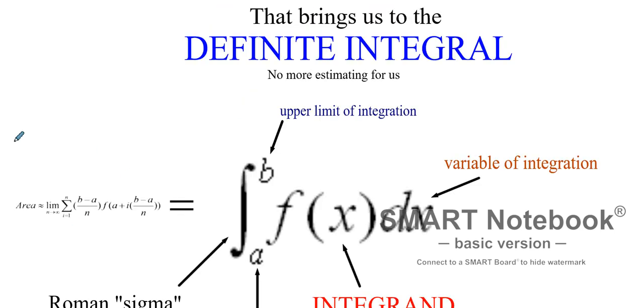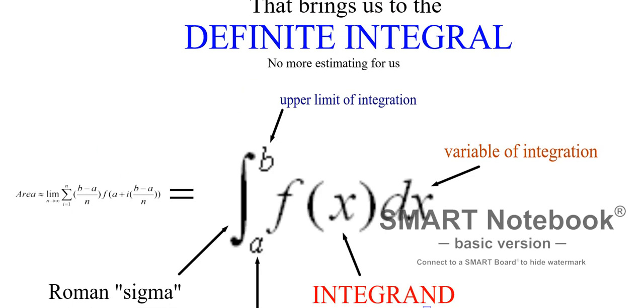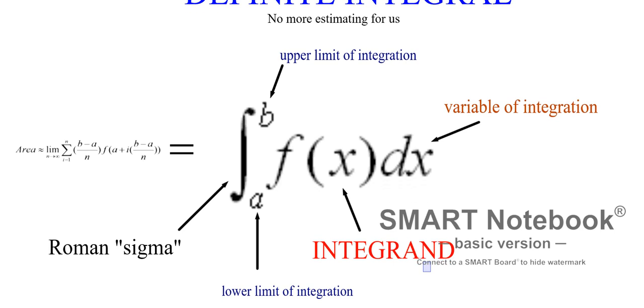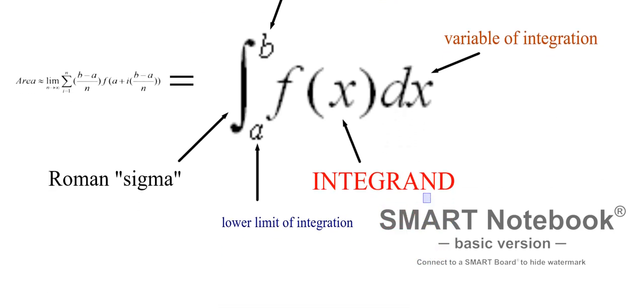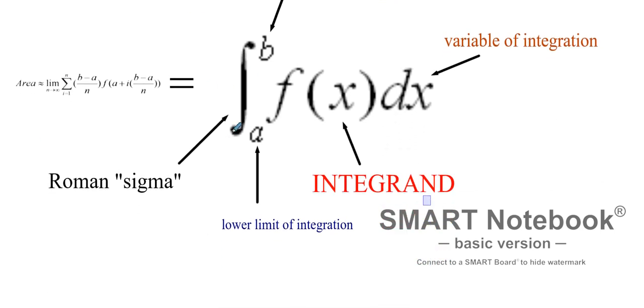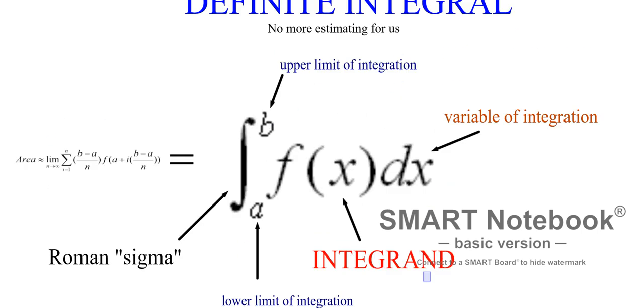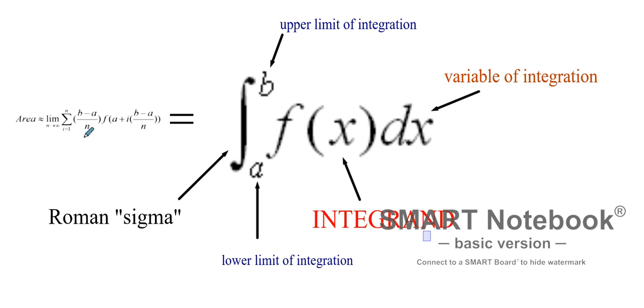And so as I stated before, this brings us to the definite integral. No more estimating for us. So when we have this right here, this equals this. So the integral, this is Riemann sigma. The lower limit of integration is a, the upper limit of integration is b, and that will help us find our delta x. And n goes to infinity.